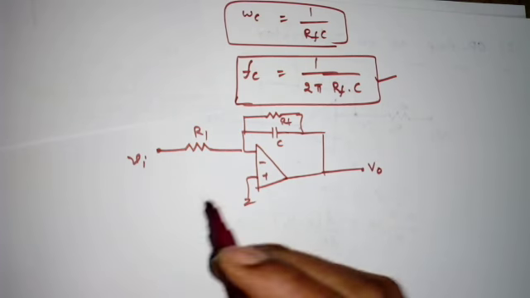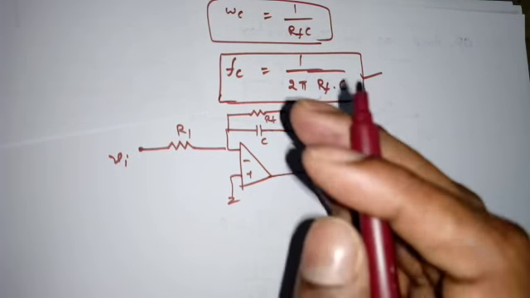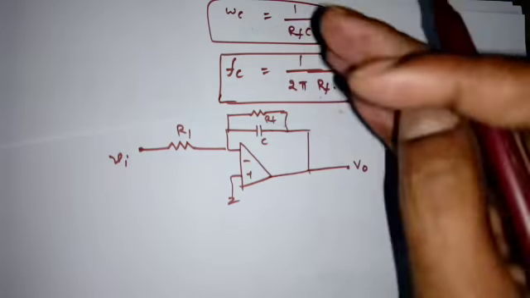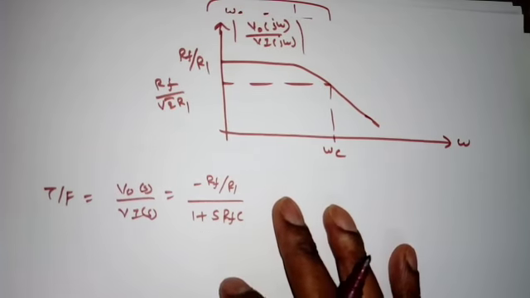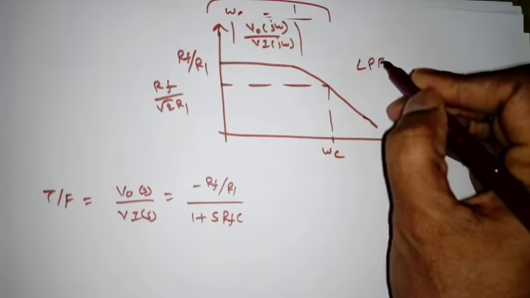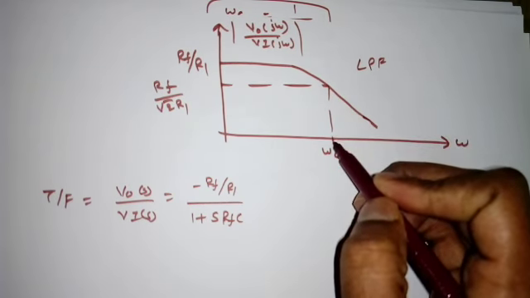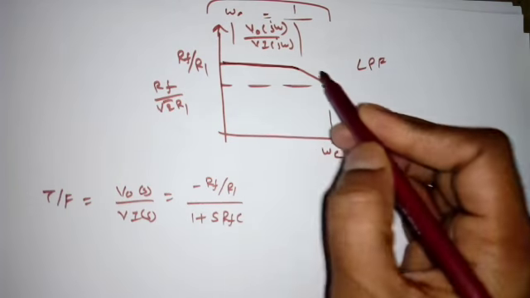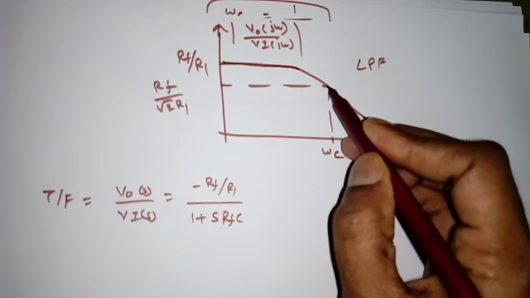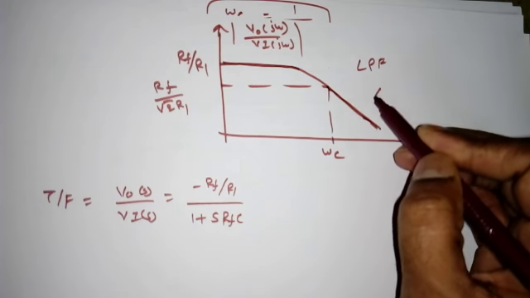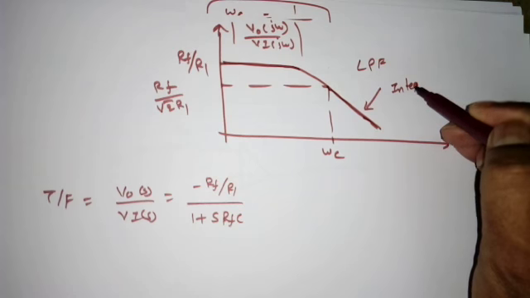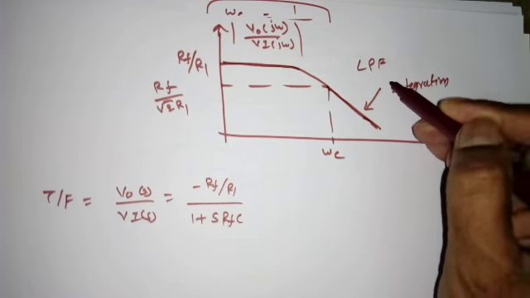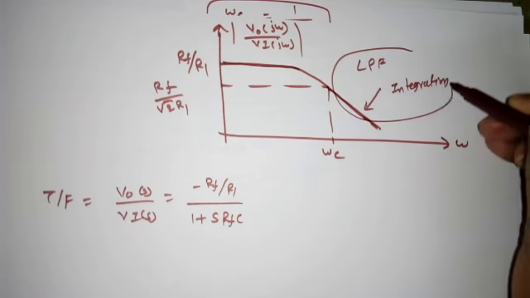And finally we need to discuss one point. At what frequencies will the integration happen? When we see the frequency response of this low pass filter, up to this cutoff frequency the gain is almost constant, but after this cutoff frequency the gain changes drastically. So this is the transition region. That means the integration will happen in this transition region only.